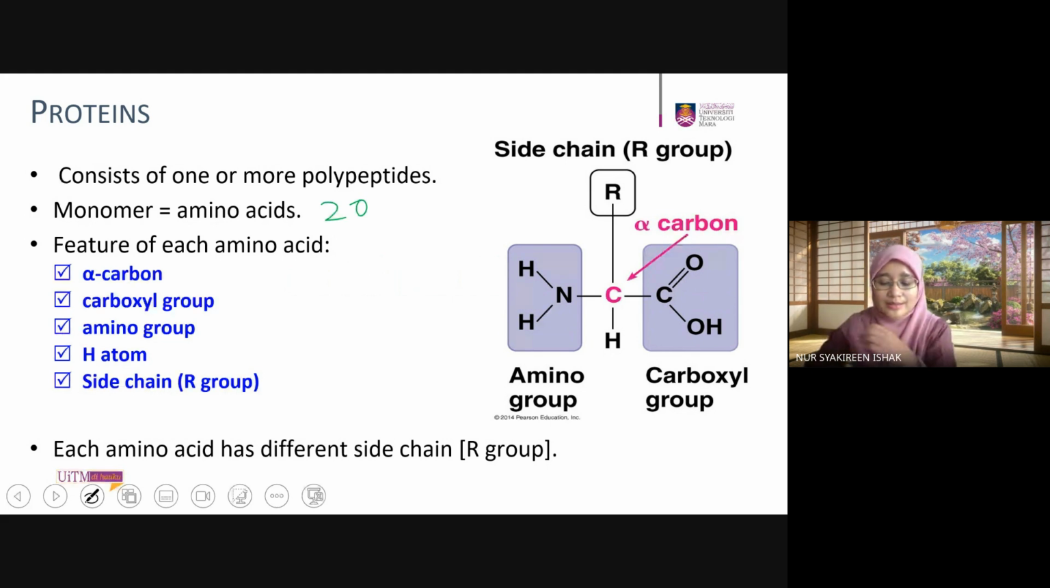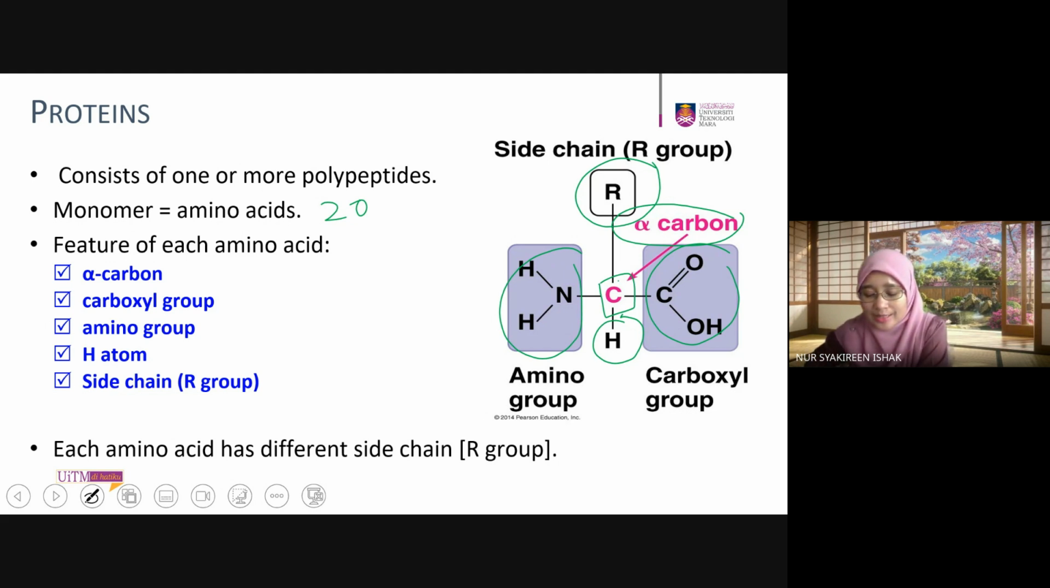The feature of each amino acid, it has here a carbon atom. Okay, we call it a chiral carbon, the carbon at the center of that molecule, the alpha carbon here. And then attached to that carbon, there are four different groups. The carbon will be attached to the amino group, the carboxyl group, a hydrogen atom, and the side chain or the R group. Each one of you is required to remember how to draw an amino acid. This is the basic structure of amino acid, which you have to remember or know how to draw.